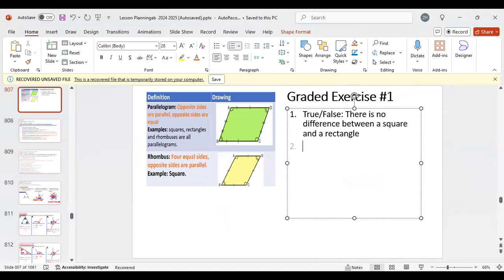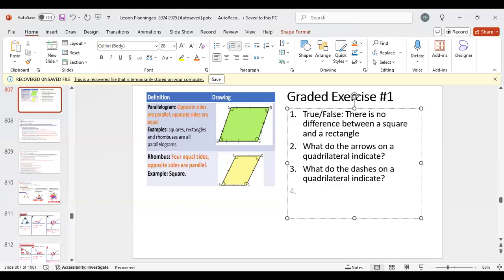True or false? Number 2, what do the arrows on a polygon, on a quadrilateral, I should say, indicate? Number 3, what do the dashes on a quadrilateral indicate? Put your answer inside the chat for me, please. You don't have to write down the question, just put your answer inside the chat.